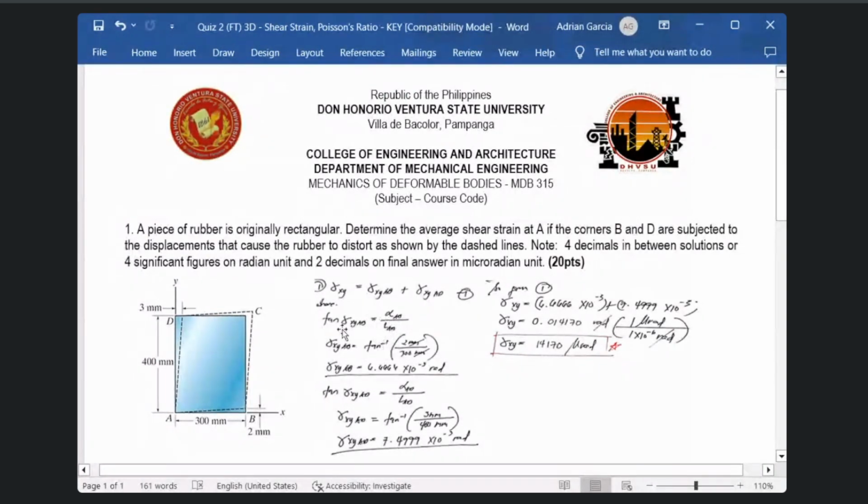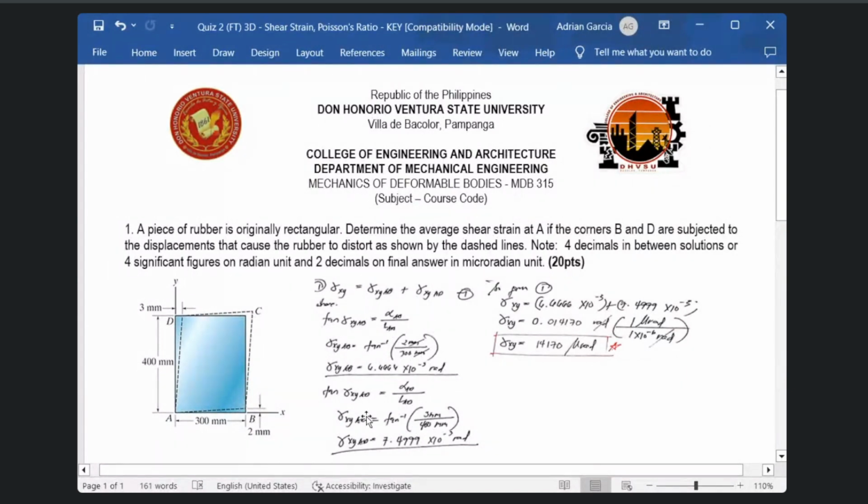So para makuha natin yung shear strain angle sa AB, that is just arc tangent of 2 mm over the length of 300 mm. So makukuha natin dito yung 6.6666 times 10 to the negative 3 radian. Pag walang radian, may minus sa point. Kung 5 points ito, tapos ang solution 2 points lang ang makukuha mo.